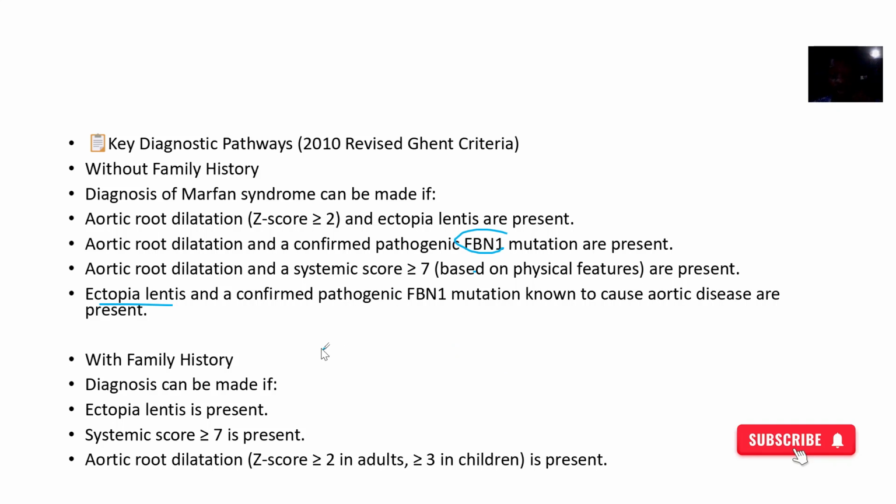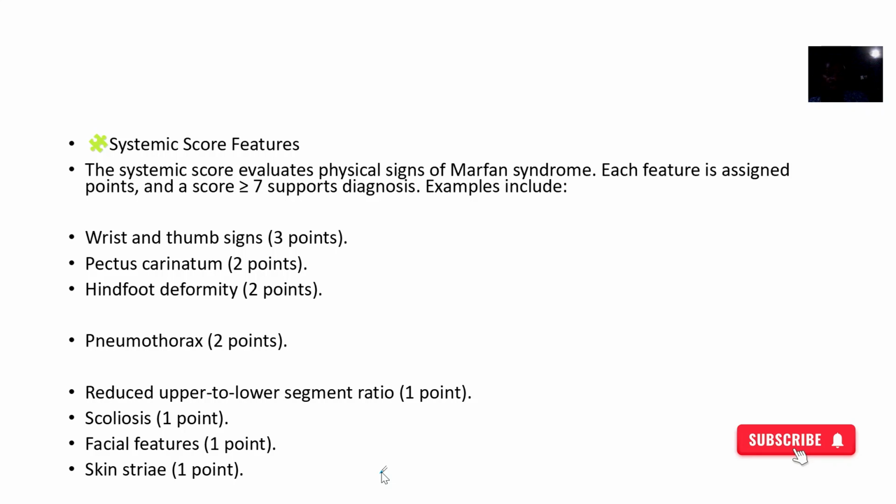okay. But if the person has a family history, if they find out that somebody from your family has an issue similar to this, it's much easier to make the diagnosis now. Once you have ectopia lentis, fine, they move. Once the systemic score is 7 or more, they move. Once there's aortic dilation, they move. You understand? So what are the systemic score features?